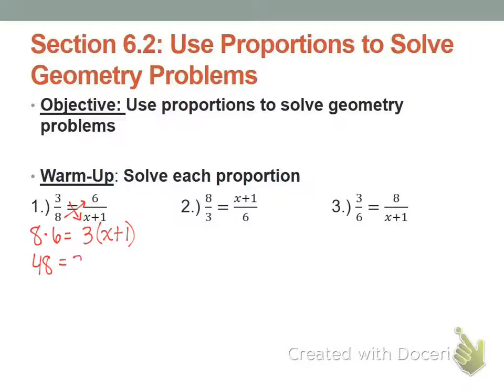48 equals 3x plus 3. To solve that, what do we need to do? Subtract 3, and then divide by 3. We should get x equals 15.